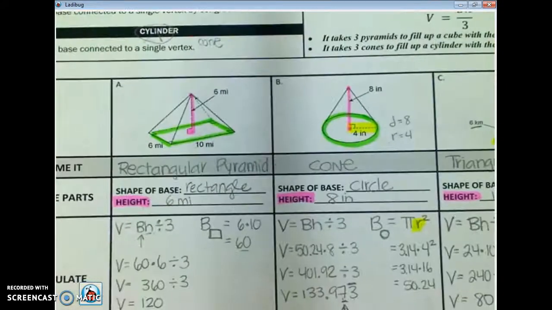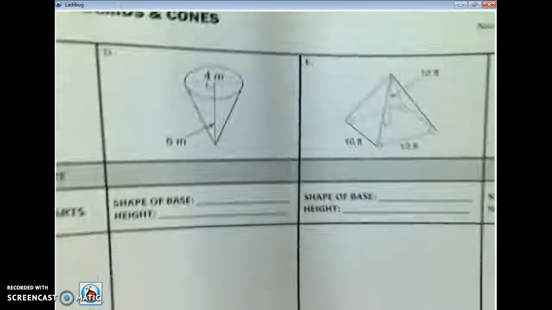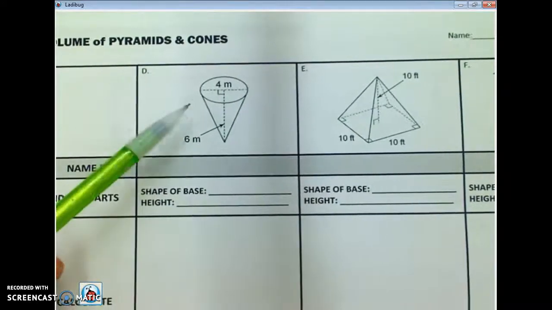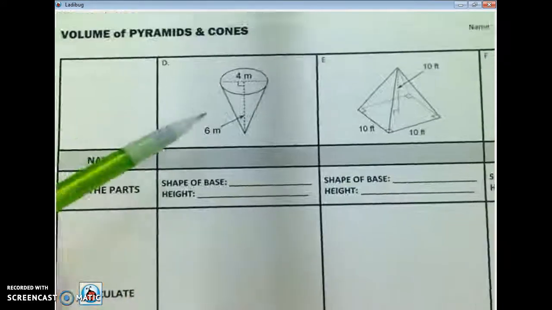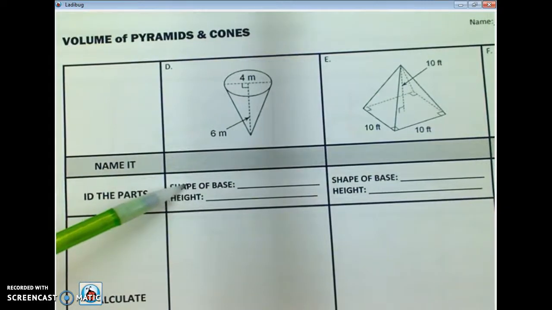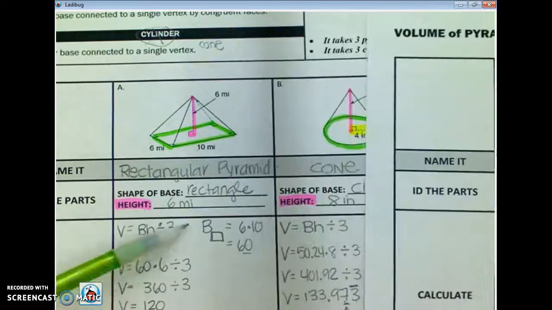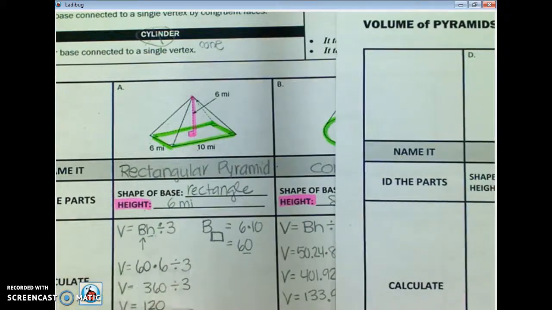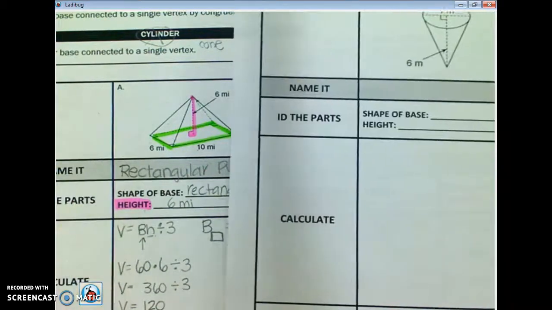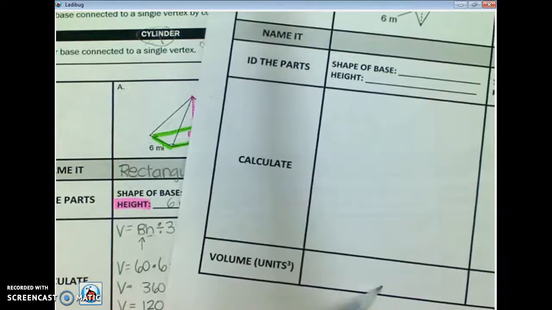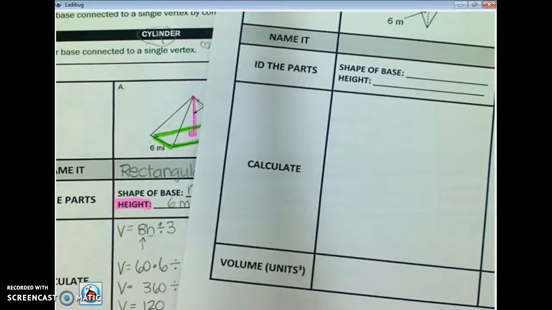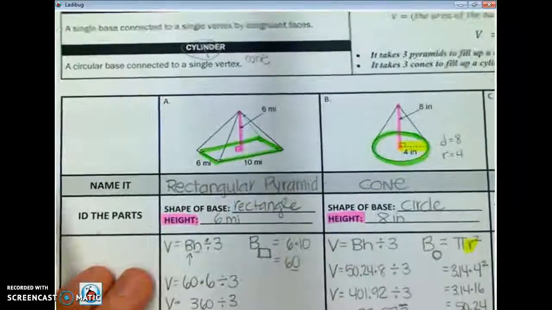So your task now is to go onto the back and do D, E, and F. Don't forget to name it. Identify the base and the height. Follow your formula. Your work should look very close to mine. And then the final answer should be down here in the box with the correct units. Okay? We'll check over your work in class together.